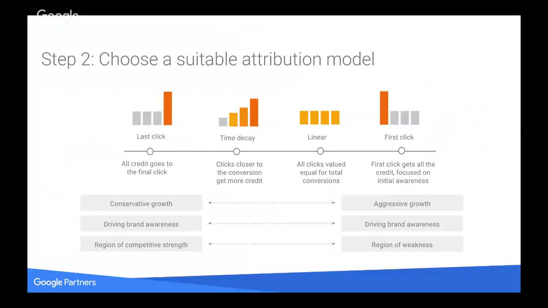And a time decay model works on a 7-day half-life system, which essentially means a click 8 days before conversion would get half as much credit as a click on the ad 1 day before the conversion. Now, in the same way, a linear attribution model would equally distribute the credit for the conversion along all of the clicks on the path.